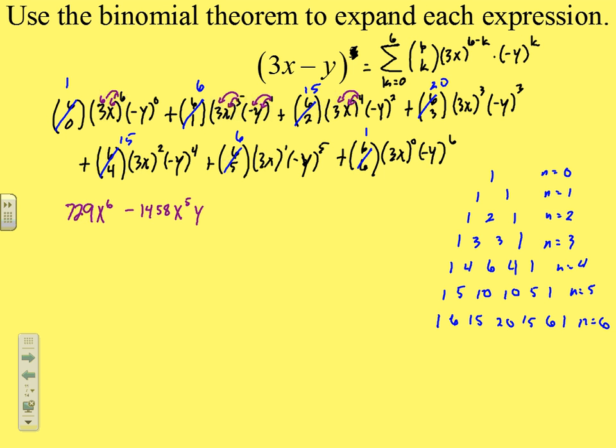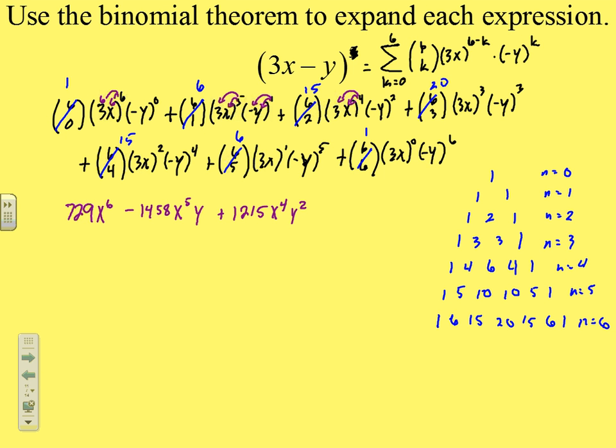So moving on. Now I'm going to say 15 times 3 to the 4th power. 15 times 3 to the 4th power is going to give me 1,215. x to the 4th power, and y squared is a positive number, so I'm going to say y squared, and overall the whole thing will be positive.